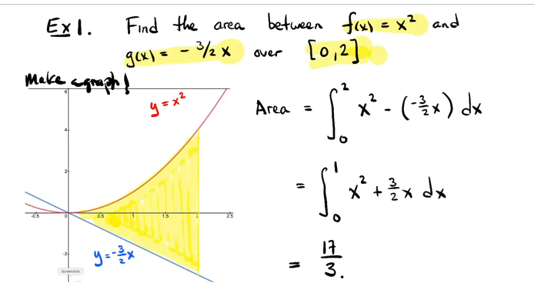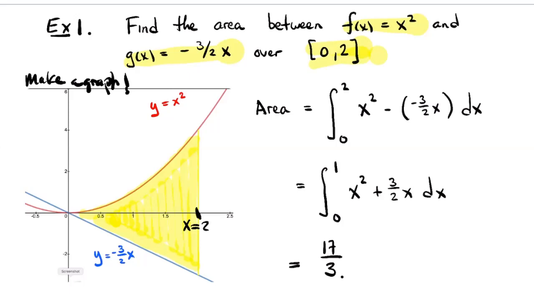I've color-coded it. Y equals x squared in red. Y equals minus 3/2 x is in blue. The region we're talking about is the region between those two from x equals 0 to x equals 2, which is right here. So I've shaded it. Okay, how do we find the area of that?